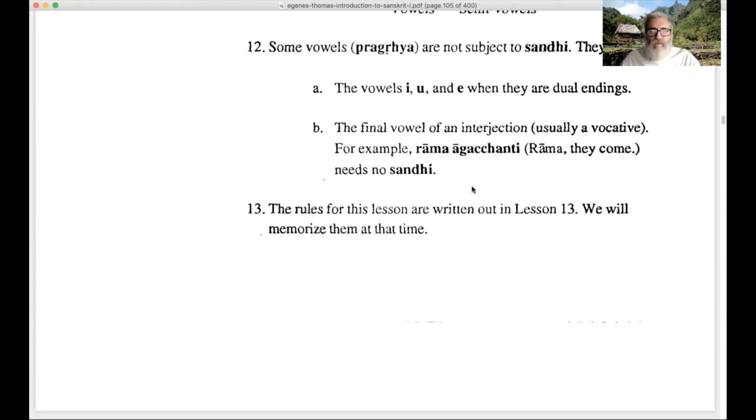The rules for this lesson are written out in lesson 13. So the homework for everybody who's watching this today is to look ahead to lesson 13 and look at the rules.